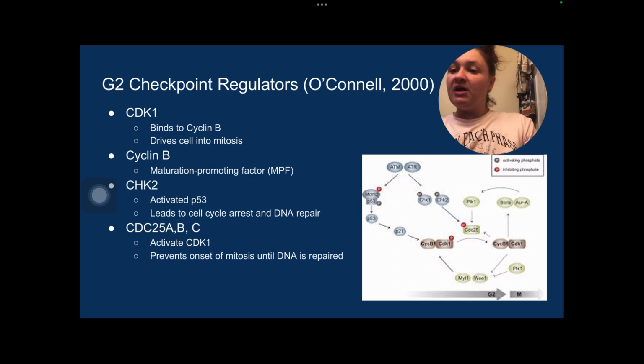Defects in G2 checkpoint regulators can lead to genomic instability and contribute to the development of cancer. For example, mutations in the P53 gene, which is involved in the DNA damage response, are common in many types of cancer. Understanding the regulation of the G2 checkpoint is also important for the development of cancer therapies, as targeting these pathways can sensitize cancer cells to DNA damage agents and improve the efficiency of treatments.